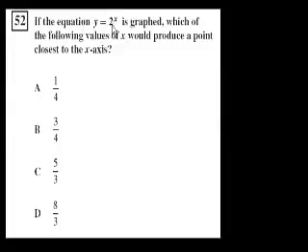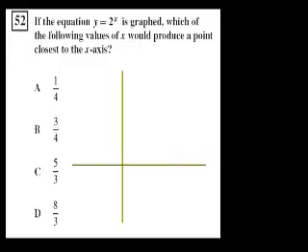If the equation y equals 2 to the x is graphed, which of the following values of x would produce a point closest to the x-axis? So let's think about how that graph would even look. Let me draw it here, in a darker color, right on top of the white. Let's just get an intuition. What's 2 to the 0? 2 to the 0 is 1, so its y-intercept would be 1 at x equals 0.